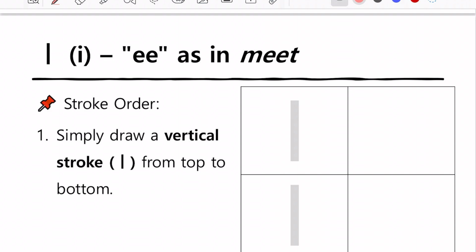Another simple vowel. E. E as in meat. The stroke order is simple again. Simply draw a vertical stroke from top to bottom. Top to bottom.